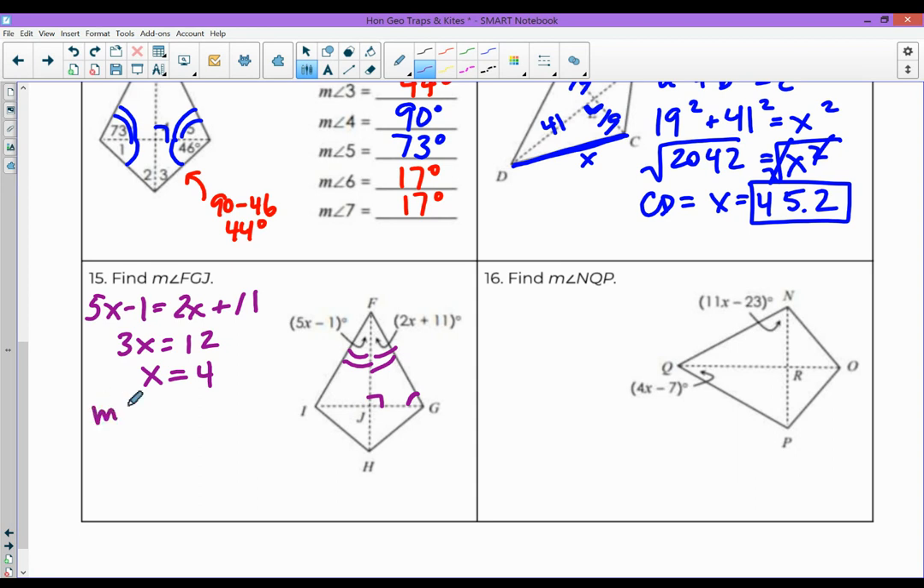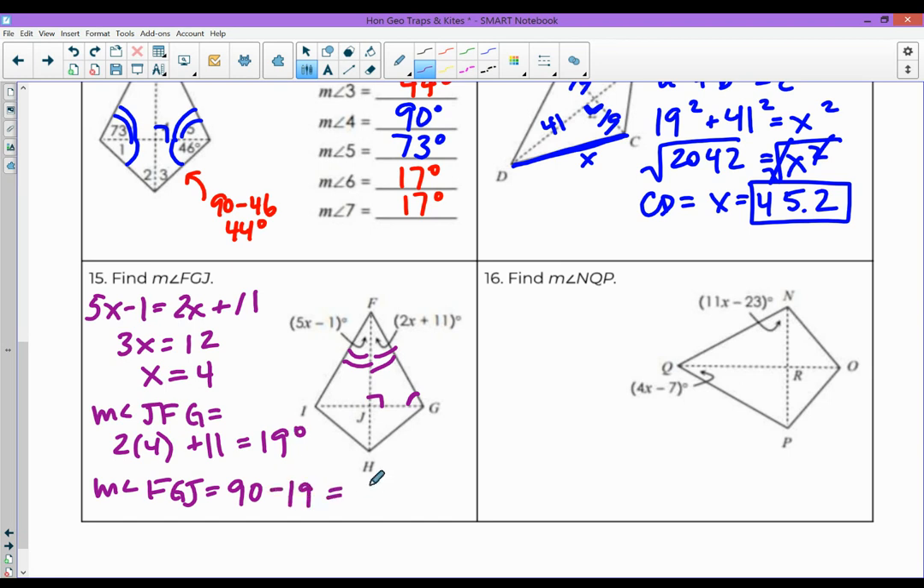Cool, so I can get the measure of angle JFG. That's this angle here. So that's 2 times 4 plus 11, which is 19 degrees. And then the measure of angle that I want to find, FGJ, is going to be the complement of 19. So 90 minus 19, 71 degrees.